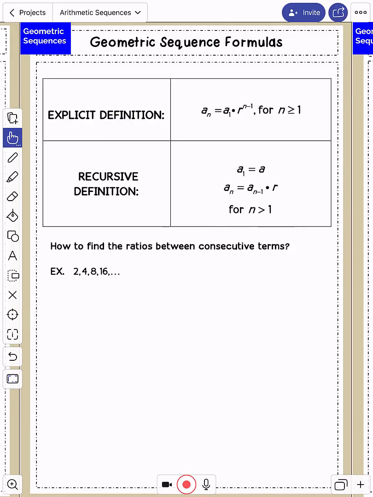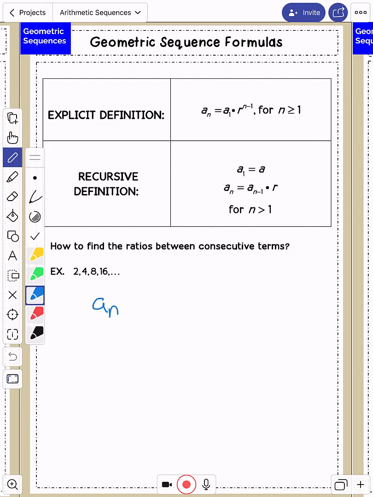Explicit definition is actually pretty easy for geometric series. It just tells us that a sub n is equal to a1 times r raised to the n minus 1, so it's an exponent, as long as n is greater than or equal to 1. Okay, so kind of like we did with finding a sub n for arithmetic, we just need to know two things. We need a1 and we need r.